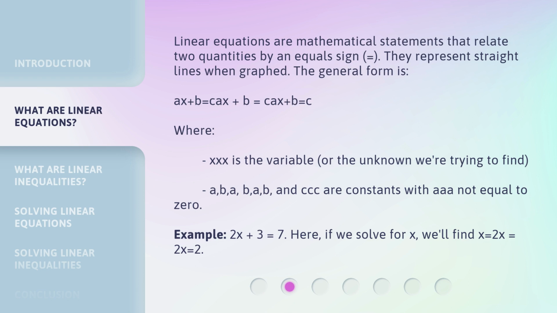A, B, and C are constants with A not equal to 0. Example: 2x + 3 = 7. Here, if we solve for x, we'll find x = 2.